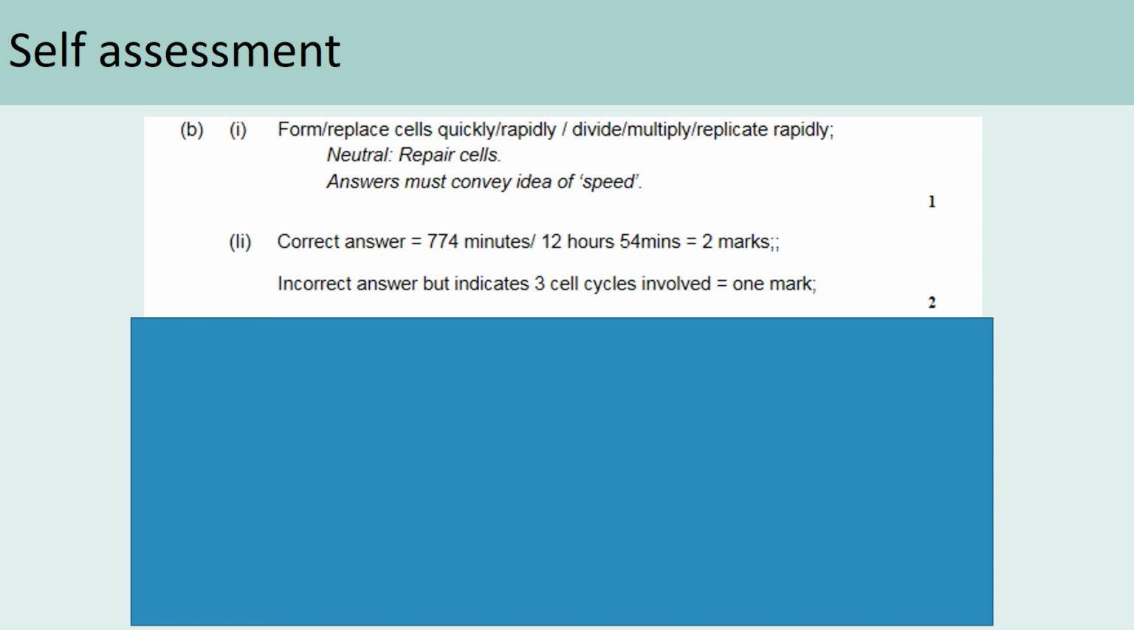The advantage is that it's quick, and you must refer to speed, that it's happening quickly, to replace cells, or you can say for cells to divide or multiply or replicate. Any of those words, but you must have the idea of speed, so it's happening faster. It's faster to replace damaged cells would be a perfectly good answer.